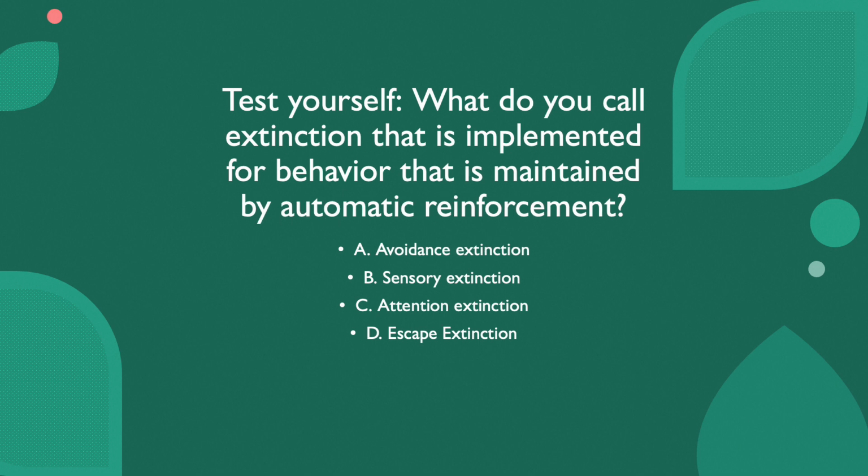Okay, the response to the first question was escape extinction. Now I want you to answer the next question. What do you call extinction that is implemented for behavior that is maintained by automatic reinforcement? Do you call this avoidance extinction, sensory extinction, attention extinction, or escape extinction? In this example, extinction applied to behavior that is maintained by automatic reinforcement, we call that sensory extinction.